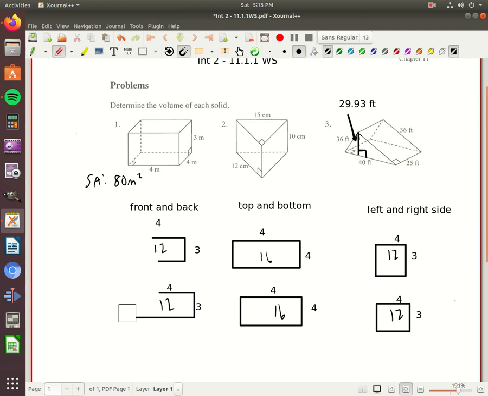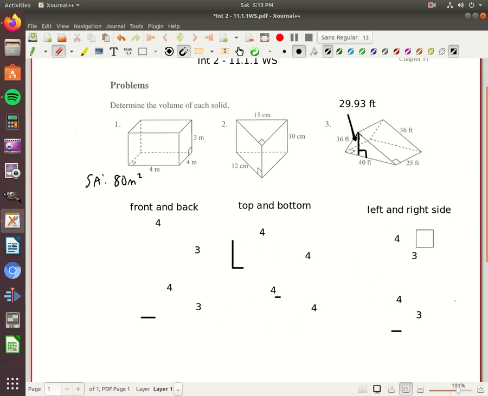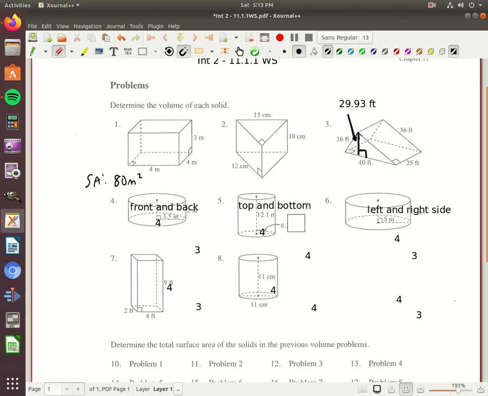Now, if I want to calculate the volume, this isn't erasing as well as I had intended for it to erase. There we go. I still can't delete that stuff, huh? I have to click on them individually. Ugh. This is taking longer than it should. I apologize.